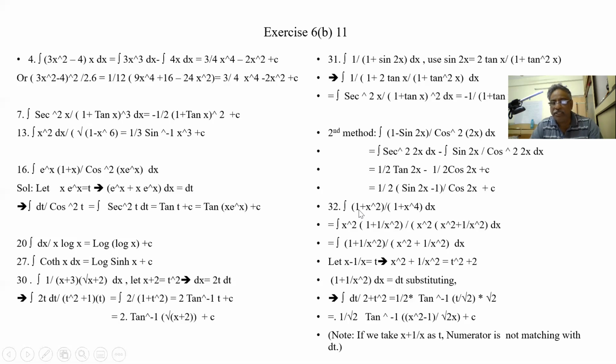So here I am taking x square out. So this becomes 1 plus 1 by x square. Here also I am taking x square out. So this becomes x square plus 1 by x square. The x square gets cancelled. So this becomes 1 plus 1 by x square over x square plus 1 by x square. Now it is easy. I can put x minus 1 by x as t. Why am I putting x minus 1 by x? I can put x plus 1 by x also as t, but in that case I am not getting what dx is here. Plus 1 by x square dx is dt.